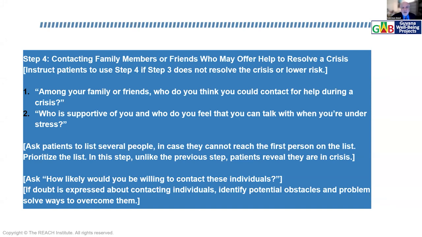Okay. Step 4 then is other kinds of social contact, family members or friends who may offer help. So these are people who, it's not just a social contact, but these are people who know about your suicidality and specifically can help. That's why it's a separate step.